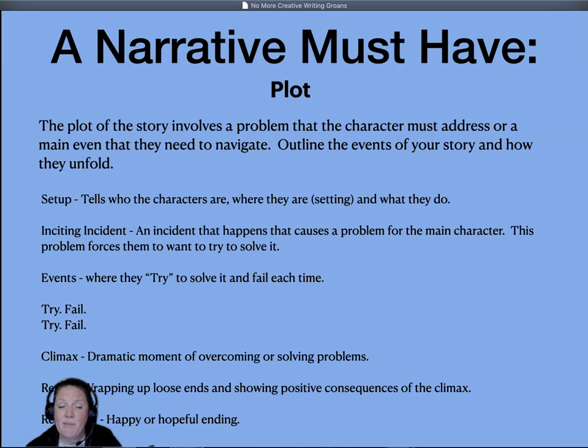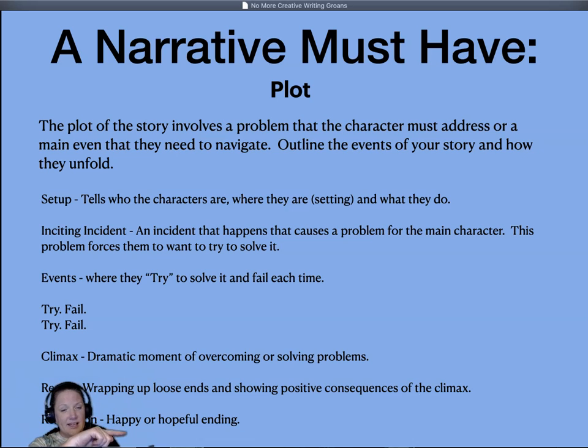The climax is the dramatic point of overcoming or solving problems. So think of it as a big hill to climb, and then you're coming back down. You've got the character and the settings down here, and you start working up the hill, and then the problem starts to appear in the story. They're having to deal with the problem, and they may try several different ways, and then you get right to the top. That's the climax. That's where finally it's the dramatic moment of overcoming or solving the problem that your character is facing. And then downhill right after that is just the result, which is wrapping up loose ends and showing positive consequences of the climax. And the very last one is the resolution, happy or hopeful ending.